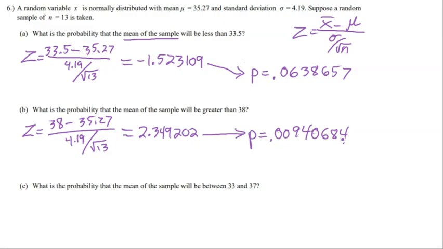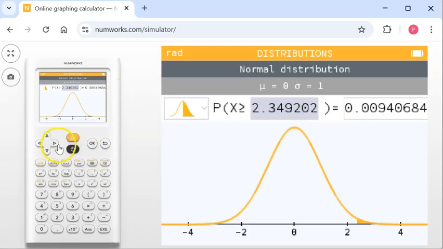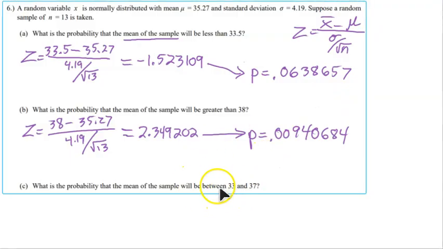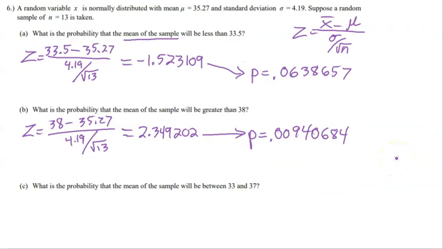Look, between 33 and 37. That means when we go here, we're going to have to change from this shading to the between shading, where we can put in 2 z-scores. In order to do that, we have to calculate 2 z-scores, one for 33 and one for 37. So z is equal to 33 minus the mean of the population, 35.27, divided by the same thing, 4.19 over the square root of 13.